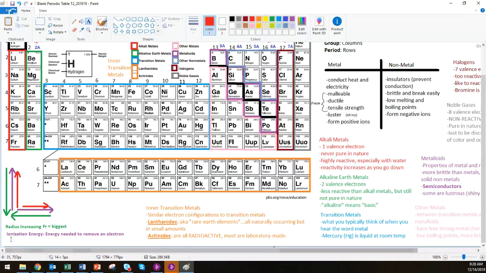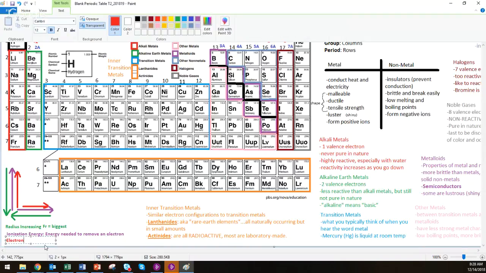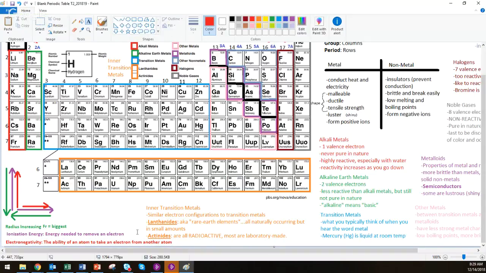All right. Electronegativity is the ability of an atom to take an electron from another atom. I'm going to scooch that down just a little bit so that it doesn't mix in with the actinides. And now your periodic table is all labeled.